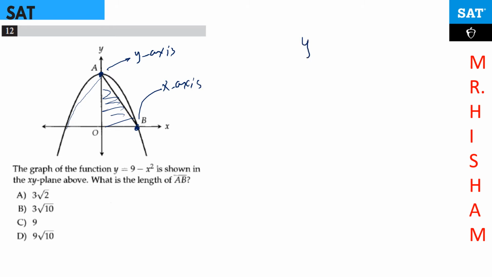I have a function y is equal to 9 minus x squared. If I wanted to find the intersection point with the y-axis, I'm going to replace x with 0. So 9 minus 0 squared, which is equal to 9. So y is equal to 9, or actually A is equal to 9. So this point is 9.